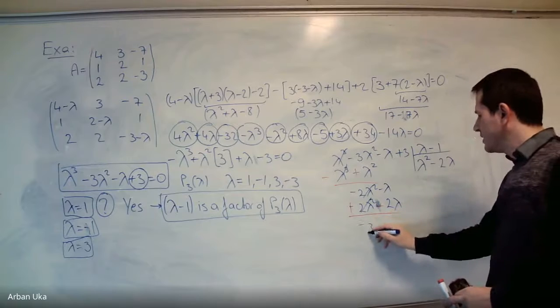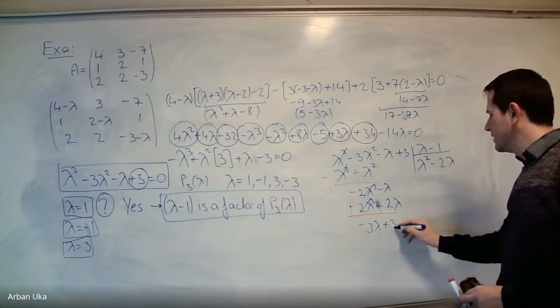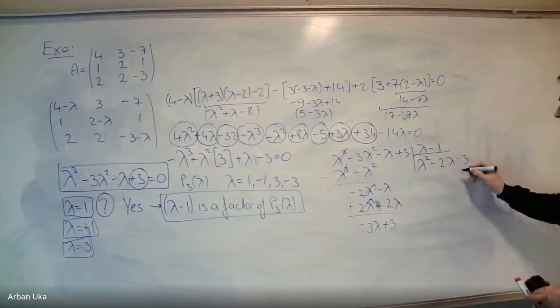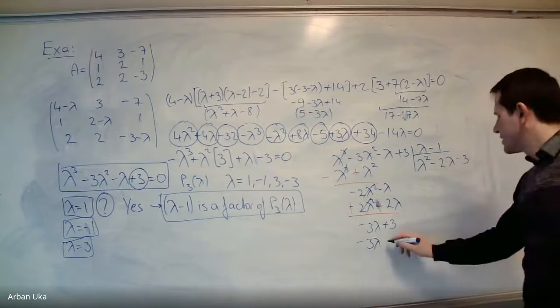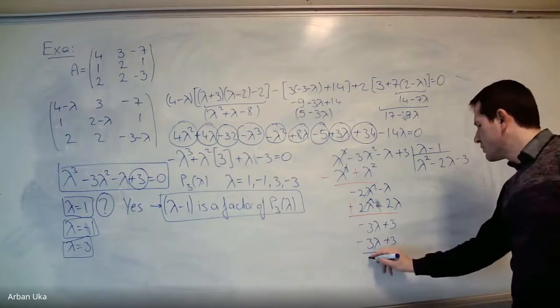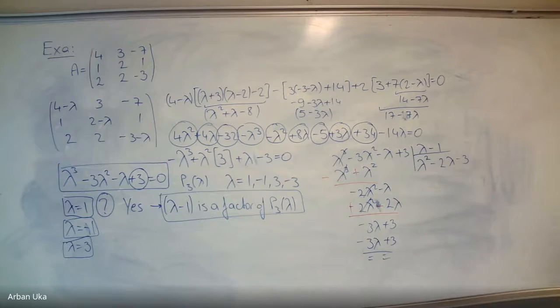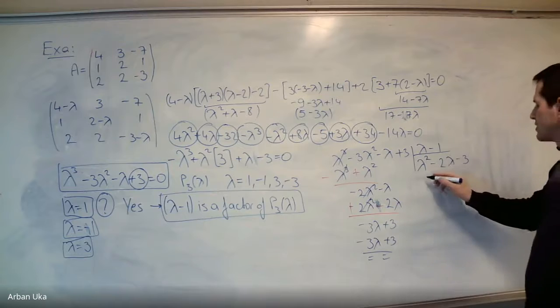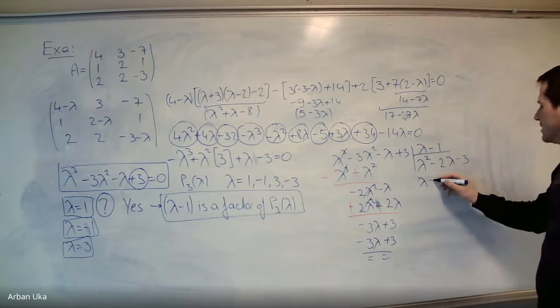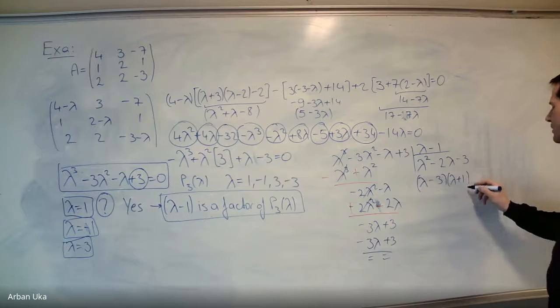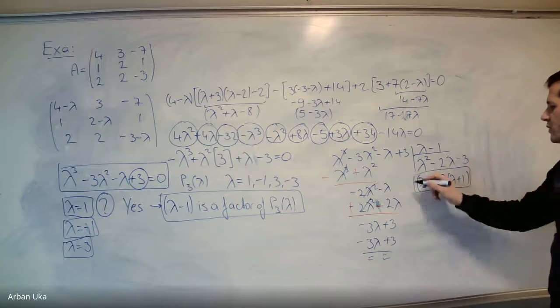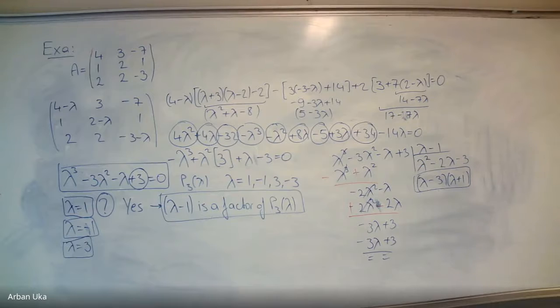Then here we have minus 3 lambda plus 3. So this here we have minus 3 lambda, so this is minus 3 lambda plus 3. They are equal, so when you subtract those, we get 0. Then we need to factor out this term, which is easy. This is lambda minus 3 times lambda plus 1. Okay, so this is how we can factor these out.